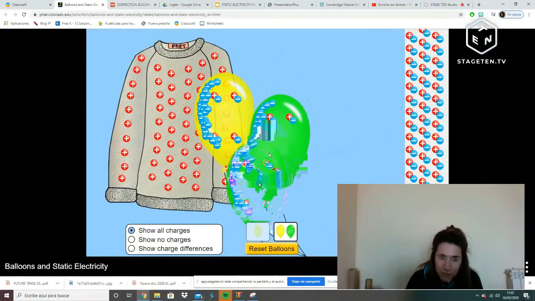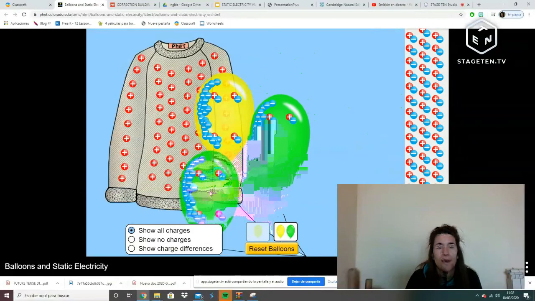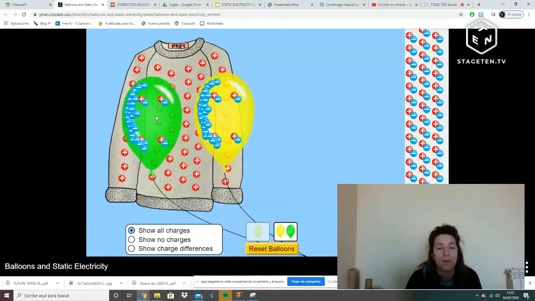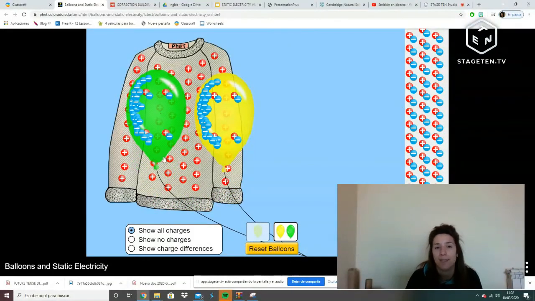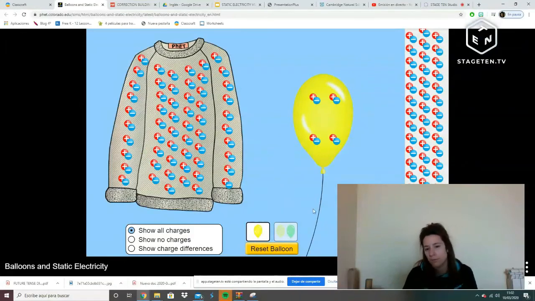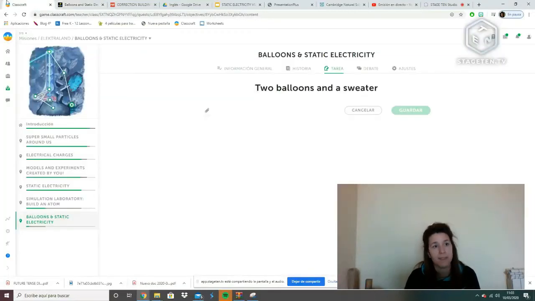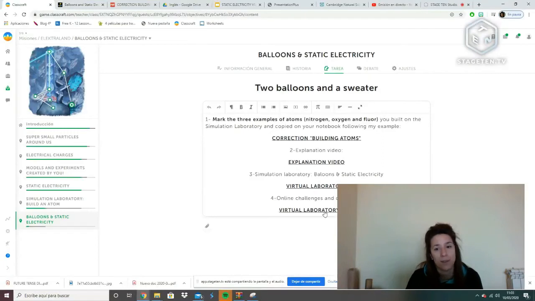But if I try to go behind or beneath the yellow balloon, finally, the sweater can attract the green balloon as well, all right? So what I want you to do before doing the next activity is practicing, okay, with the simulation. And then go to the 4th point, virtual laboratory test.